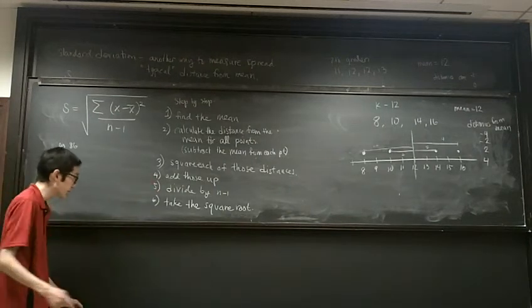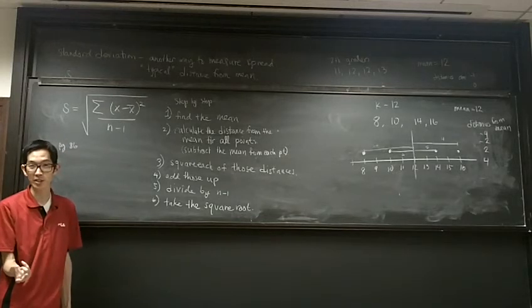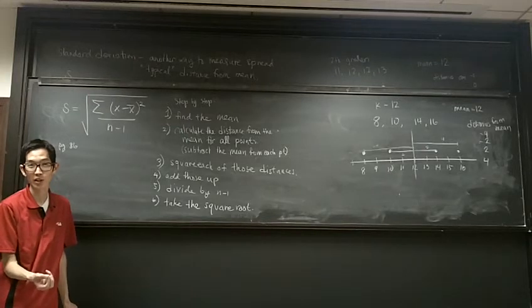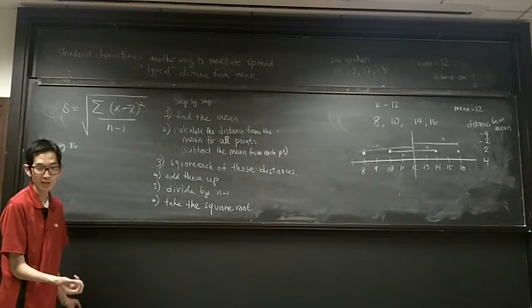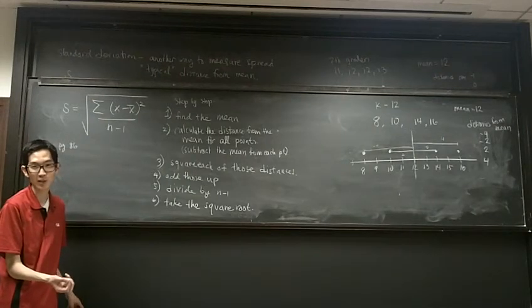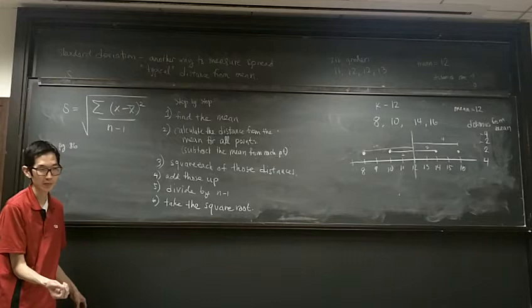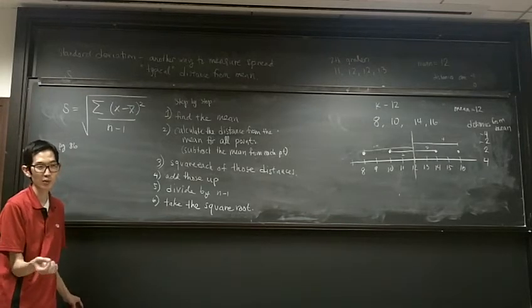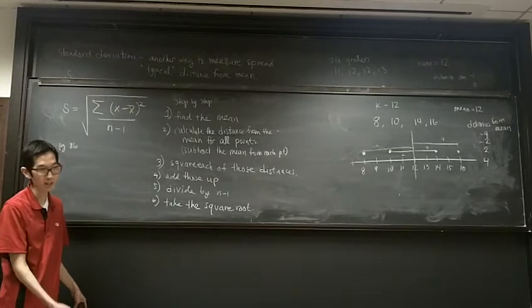Square each of those distances. And we all know the difference between squaring and square root, right? What does it mean to square? You multiply a number by itself. And the square root is what number multiplied by itself equals this, right? So 9 squared is 9 times 9, 81. The square root of 9 is 3, because what times what equals 9? 3.